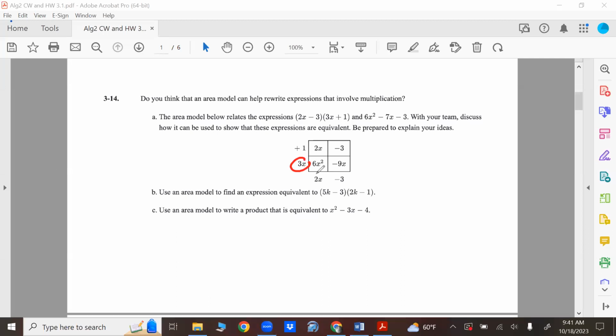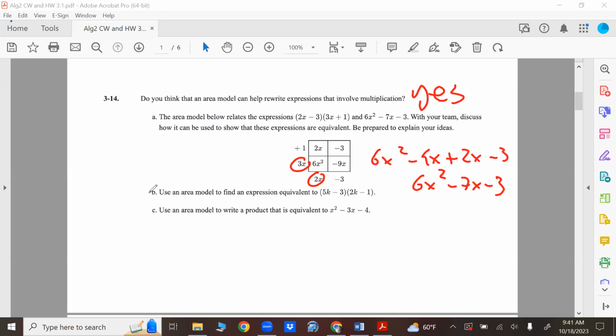Notice we're doing 3x times 2x, 6x squared. 2x times 1 is 2x. 3x times -3 is -9x. 1 times -3 is -3. And then when you combine it all, you have 6x squared, -9x, plus 2x minus 3, 6x squared, -7x minus 3. There you go. So yeah, the answer is yes, you can. You can use an area model to help you with that. And also to help you factor as well.